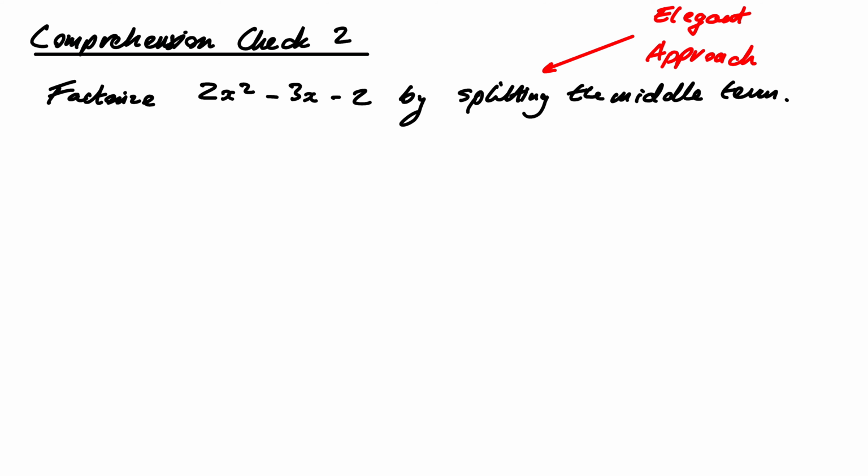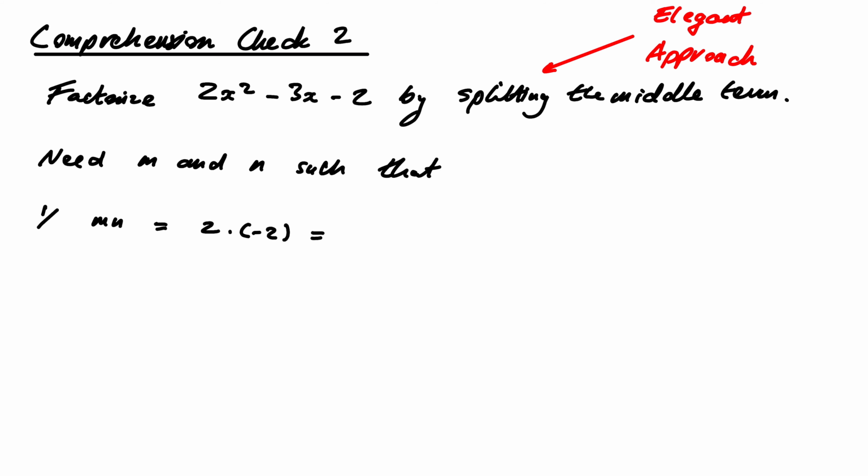Right, let's do this same problem now, but using this more elegant approach of splitting the middle term. Remember what the basic idea is. We need to spot two numbers, m and n, which do something very specific. We need m and n such that m times n has to be equal to a times c. So that's 2 times minus 2 here, that's equal to minus 4.